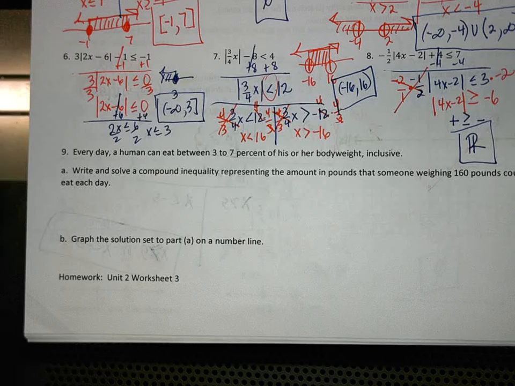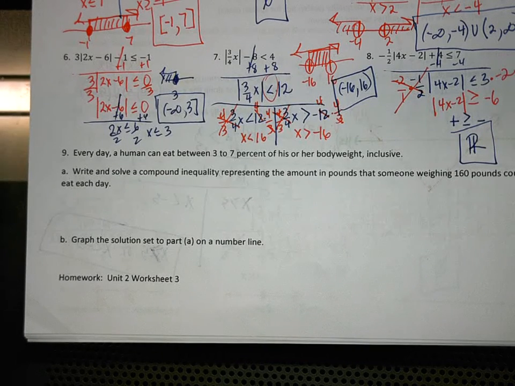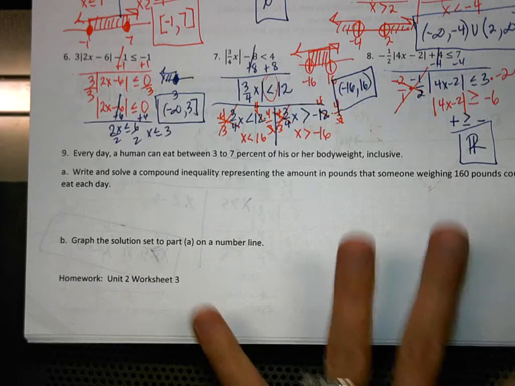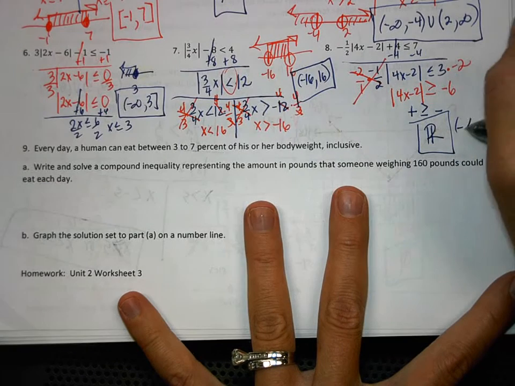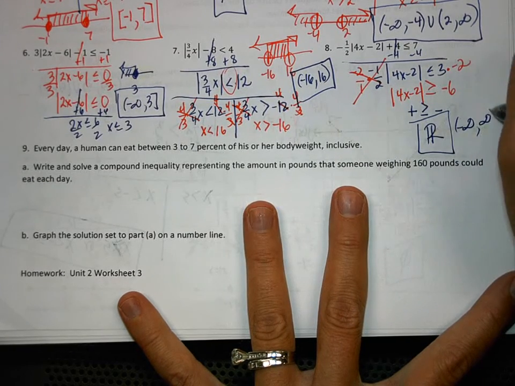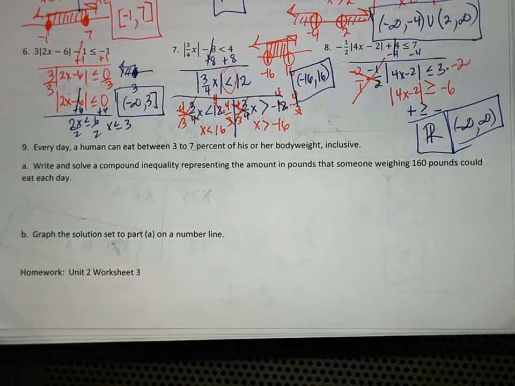Okay, but since it's all reals, how do I write that in interval notation? Very good. So we'd actually end up writing that as negative infinity to positive infinity. Okay. Questions on all that?